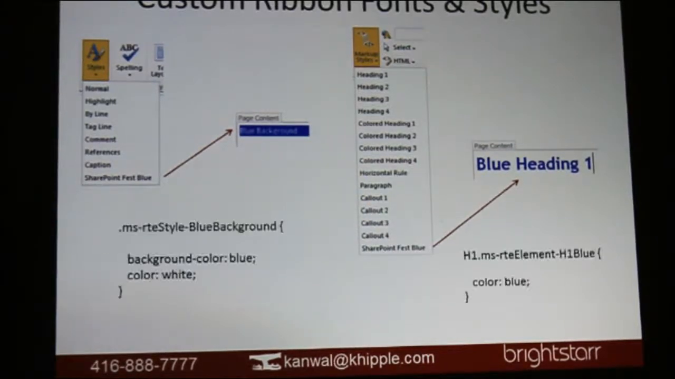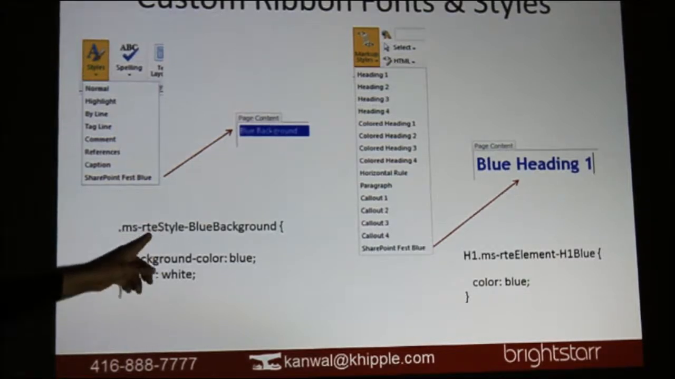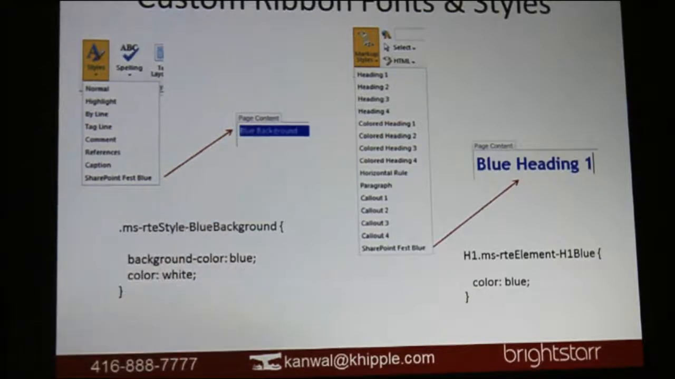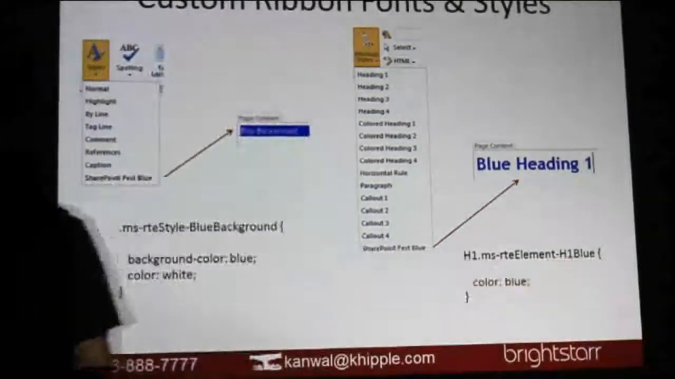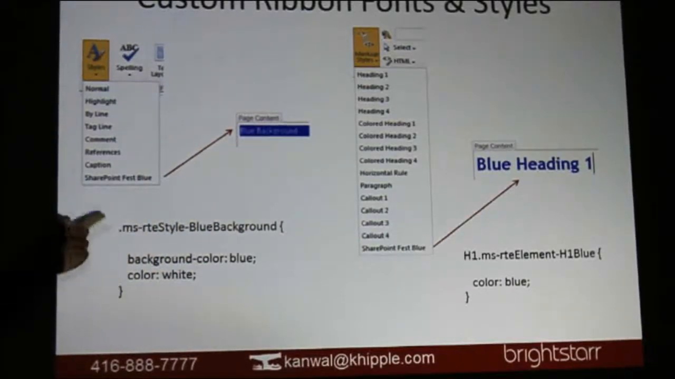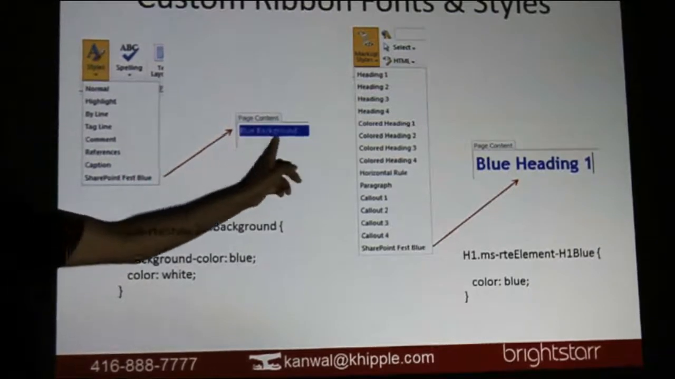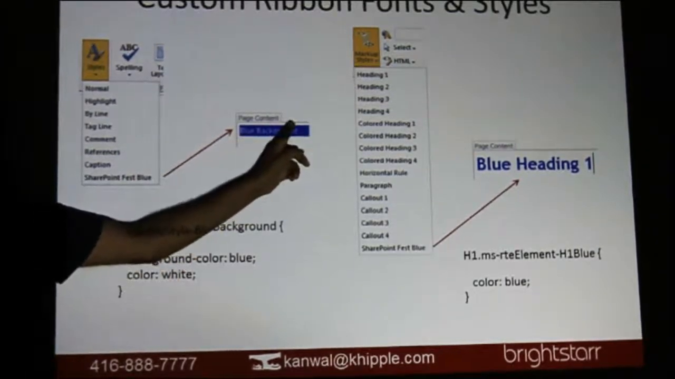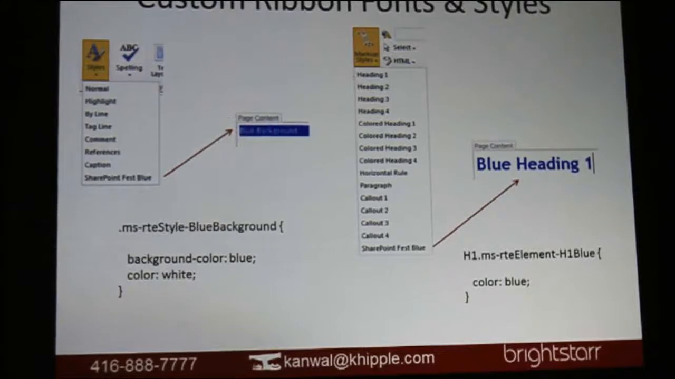And the HTML for that is very simple. .ms-rteStyle-BlueBackground, or H1 blue. Whenever a user highlights the text and selects this element right here, you'll be able to define that. So if there are certain custom styles for your H2s and H3s that you want everybody to use, instead of forcing it through CSS, remember, when they do it through the rich text editor, that's inline code. So they will override your code. This is a great way to enforce that.